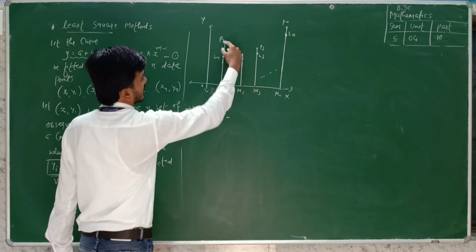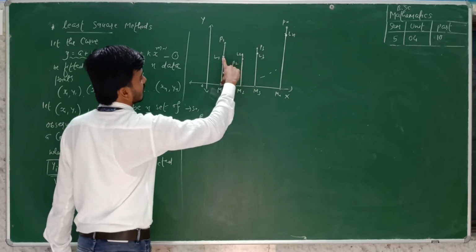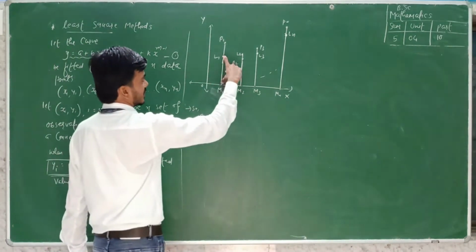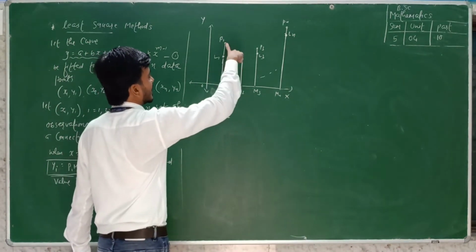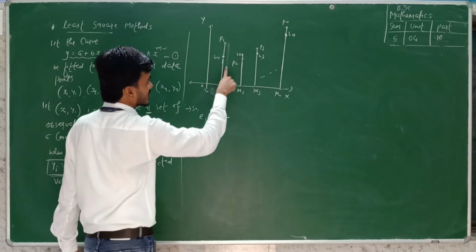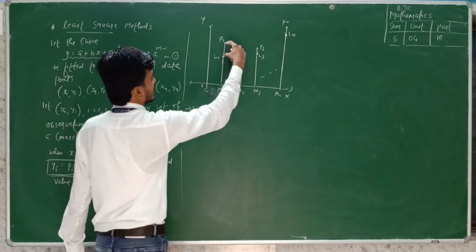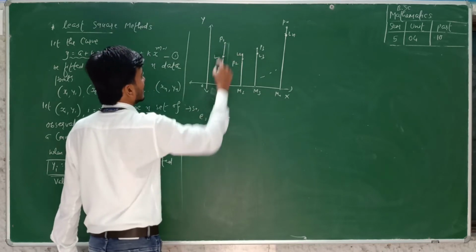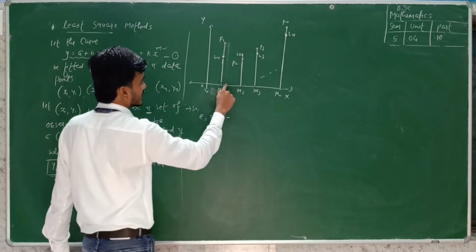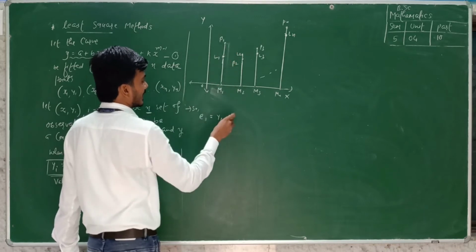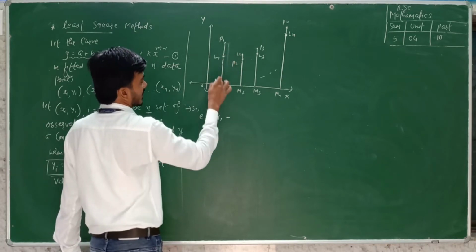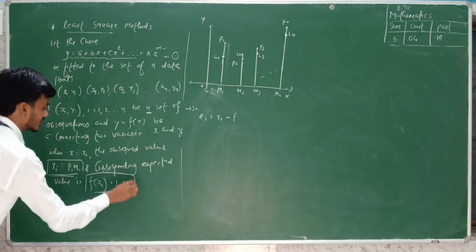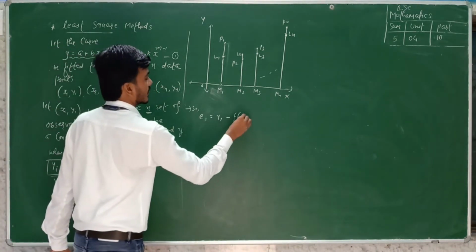Here, this is an expected value, but we have an observation value. So the error should be the difference. The first error e1 is equal to y1, the observation value, minus the expected value. The expected value we represent as f of x1.